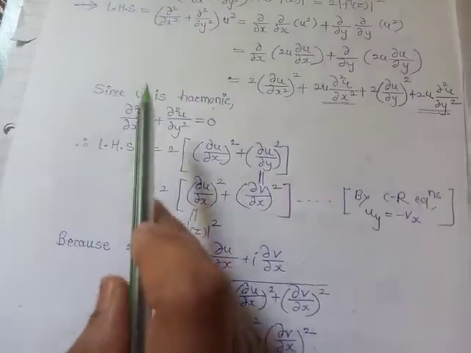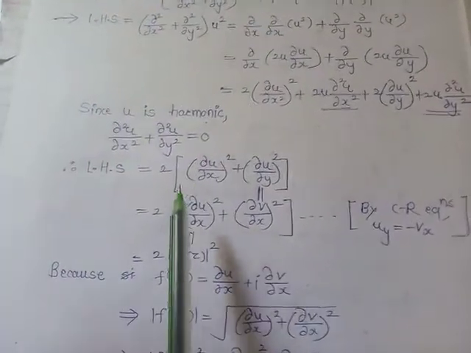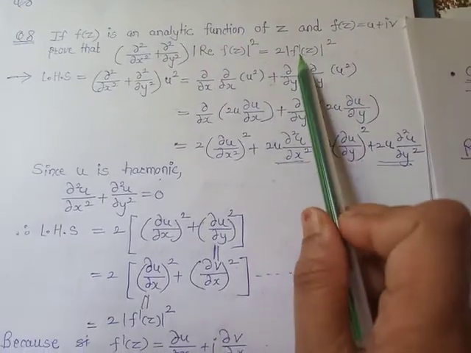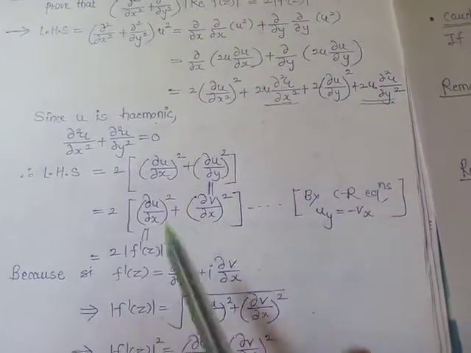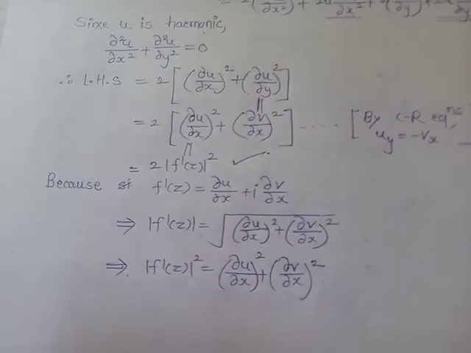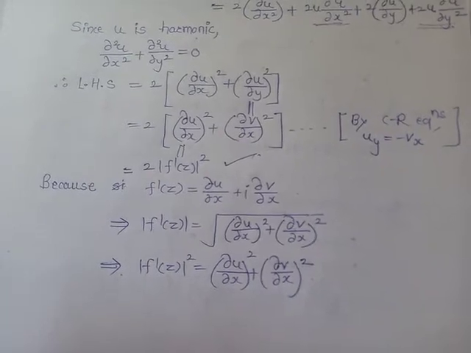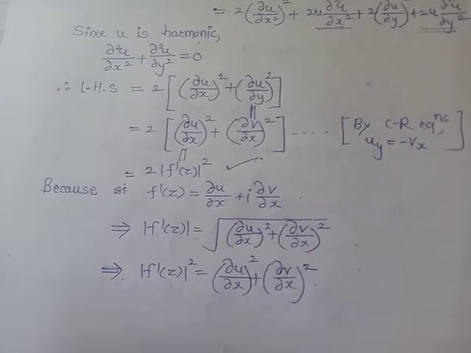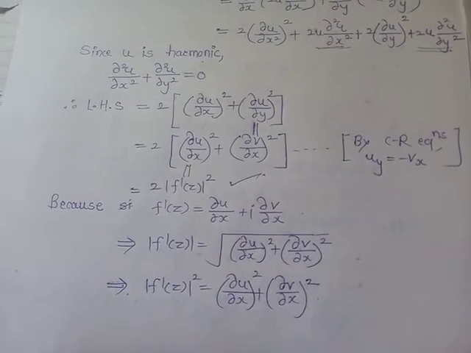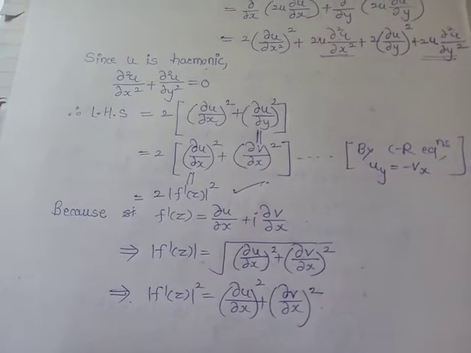We have taken LHS, we have simplified LHS, and finally we are getting 2 times mod f dash z square. Okay, so CR equations we have to use every time here. These CR equations are very important. So these are the things, all the things about analytic function.